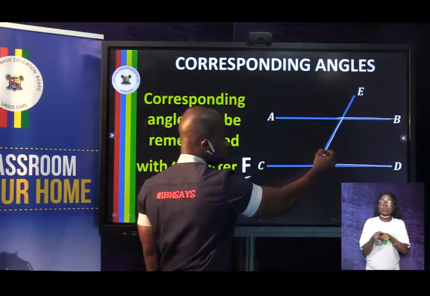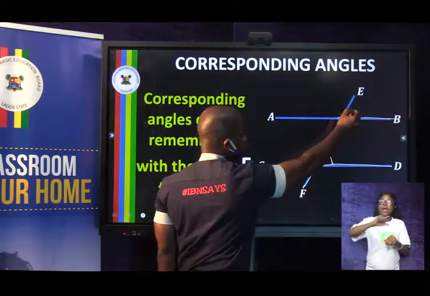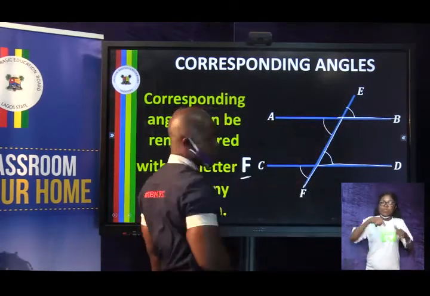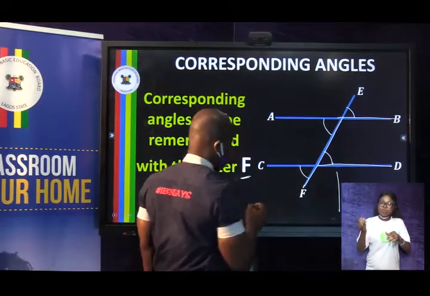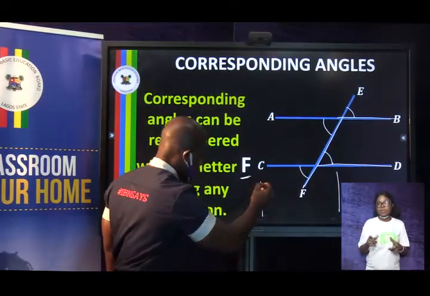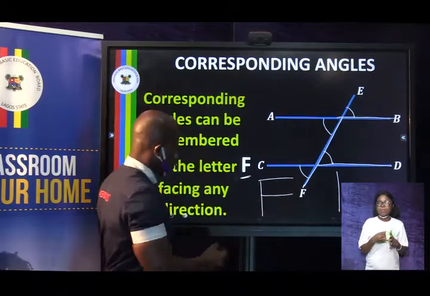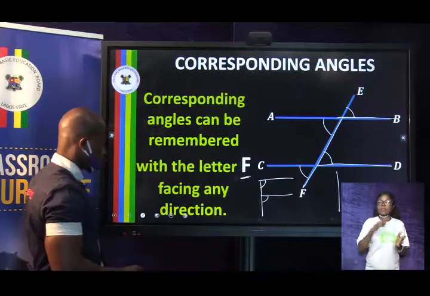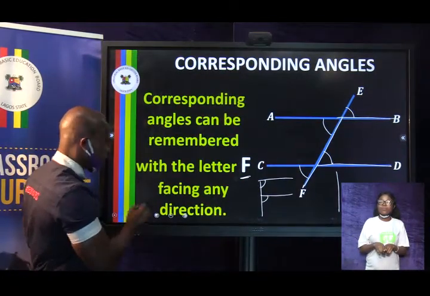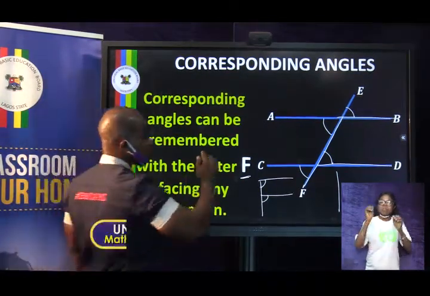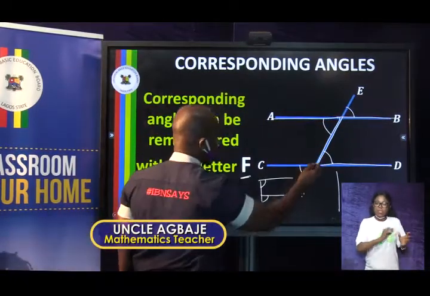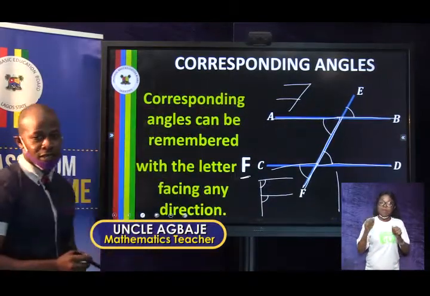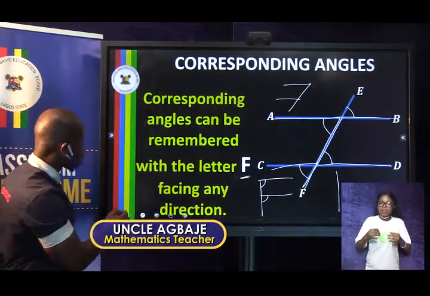So, if you put an angle on top, you have to put an angle on top. If you put an angle below, you have to put an angle below. If we draw another F here, or let me put it somewhere where you can see. Put one here, you have to put one here. These are the corresponding angles. So that your F can face any direction. It can face the front or it can face the back like this. As long as the lines are parallel, you will get your corresponding angles.